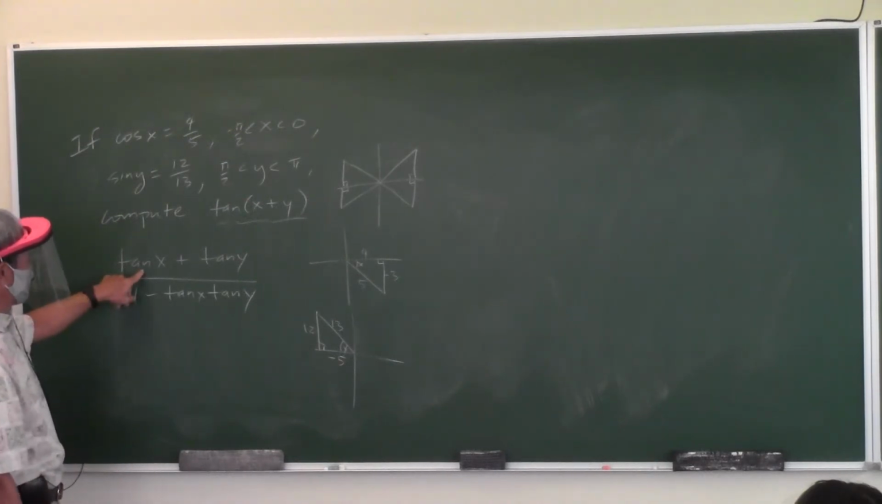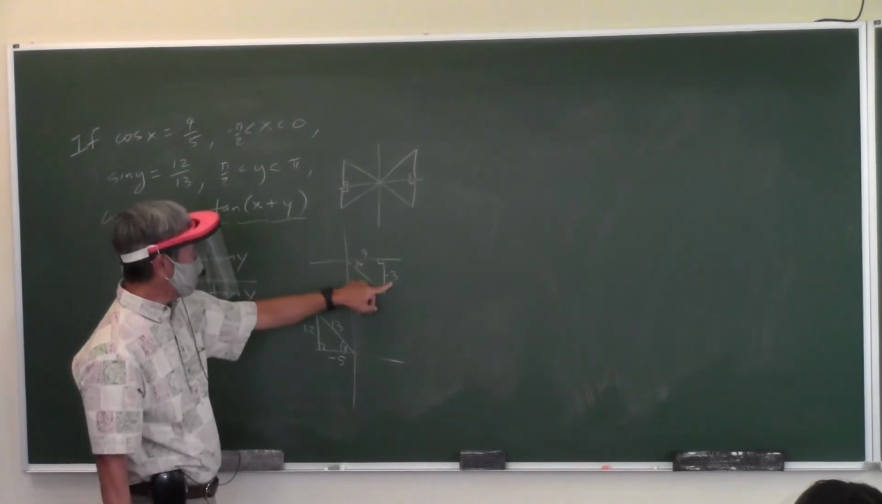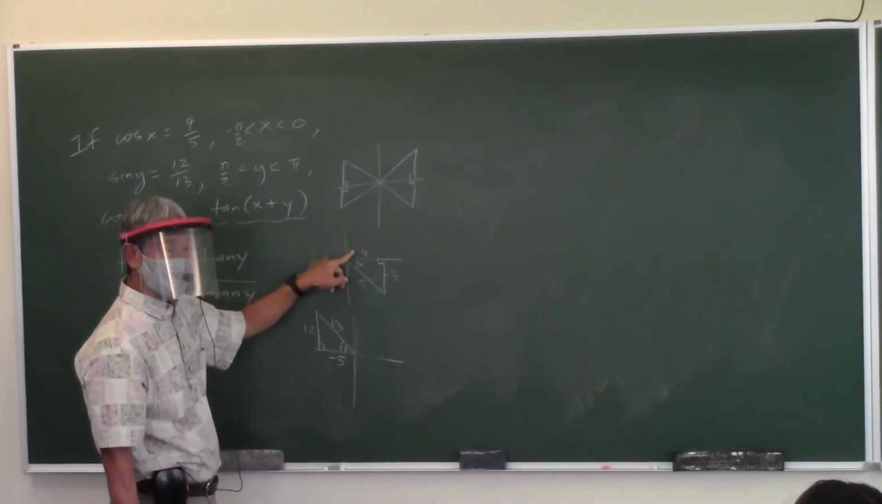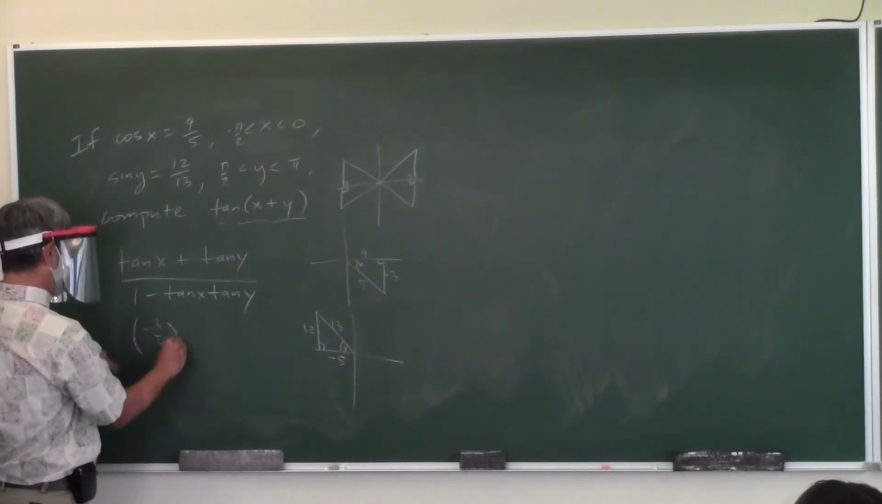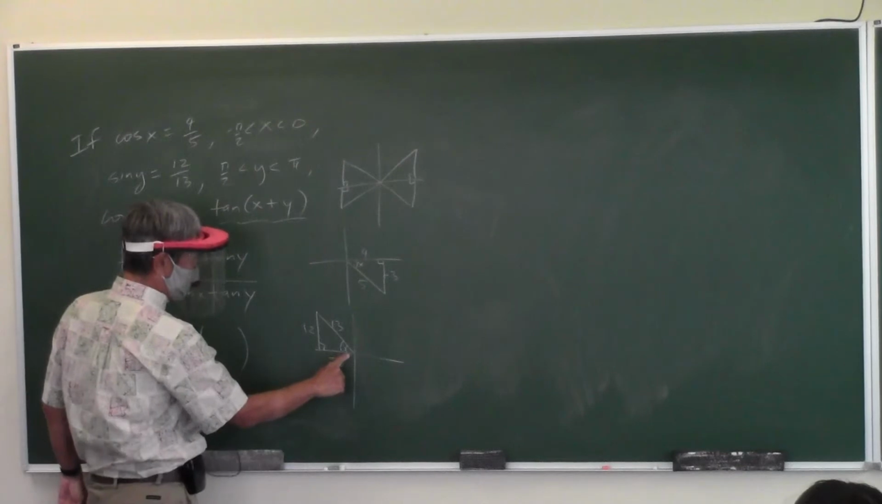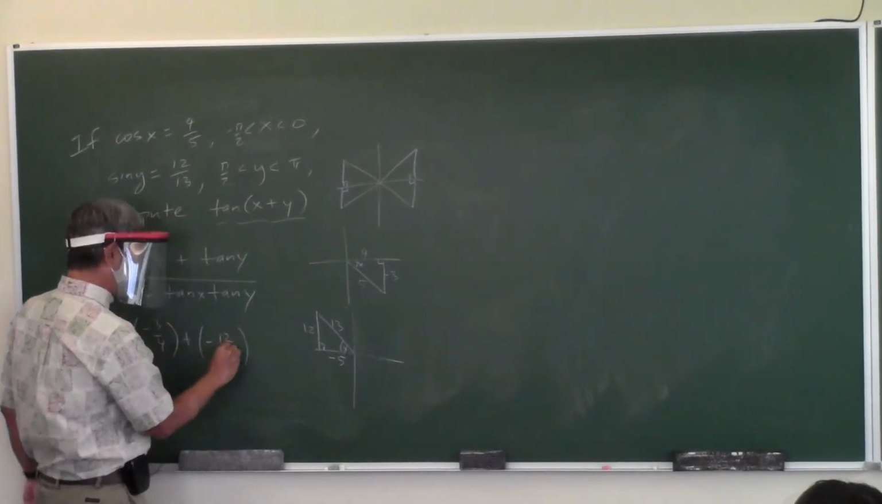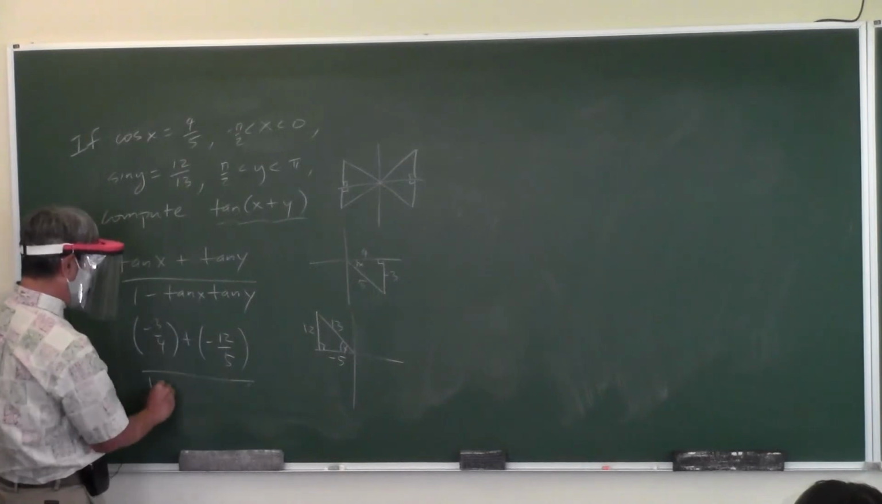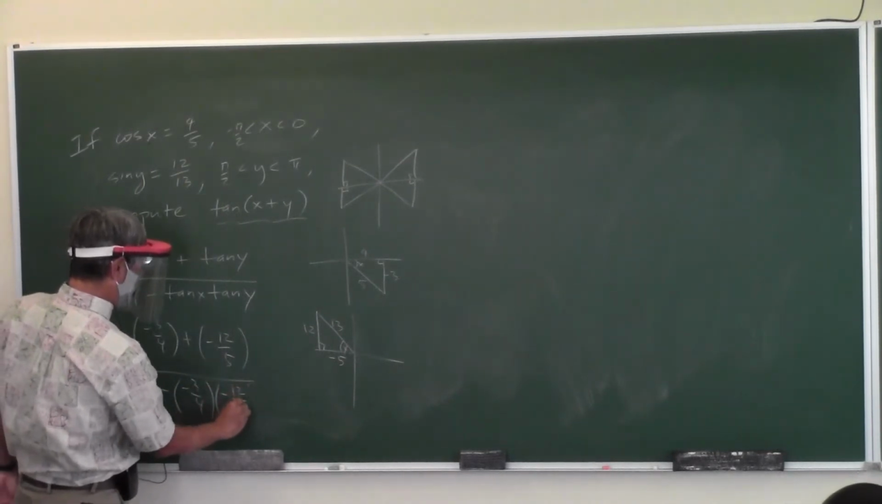So how do you compute what tangent x is? You look at the reference triangle. Tangent is opposite over adjacent. So that would be -3/4. Okay, plus tangent of angle y right here. Opposite over adjacent. -12/5 all over 1 minus -3/4 times -12/5.